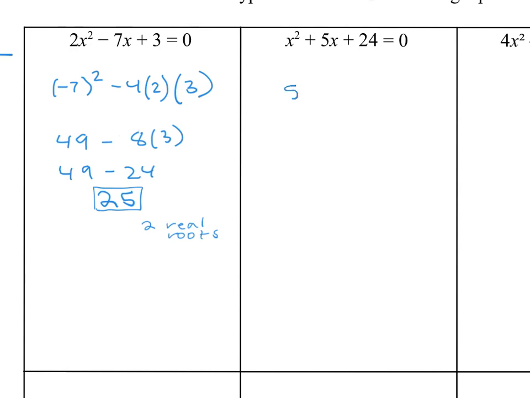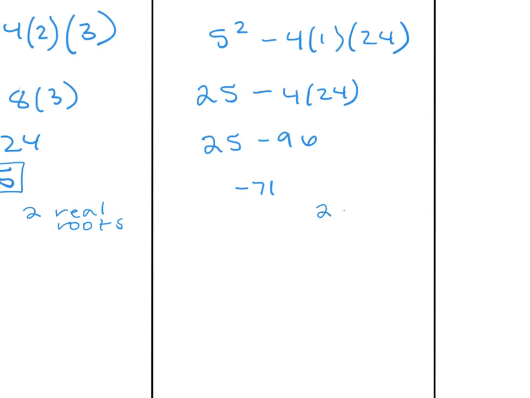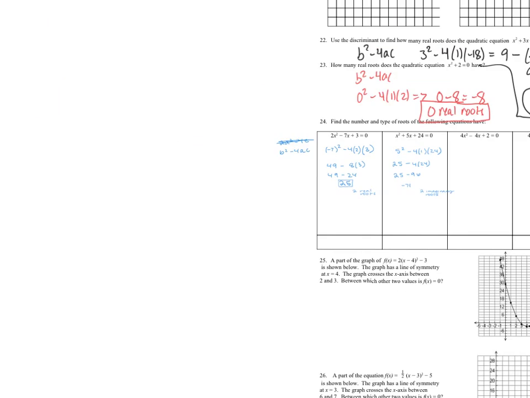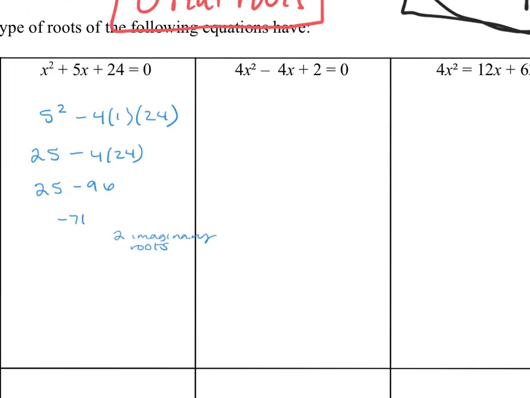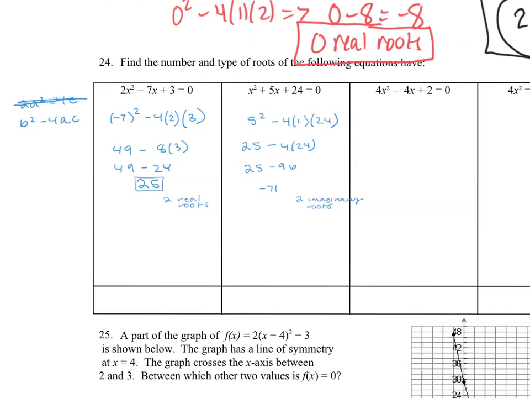Alright, next problem. We are going to do 5 squared minus 4 times 1 times 24. So you have 25 minus 4 times 24 times 4. It's going to be 25 minus 96. Then you get -71, and since it's less than 0, you have 2 imaginary roots. Sorry for my terrible handwriting. Okay, next problem.